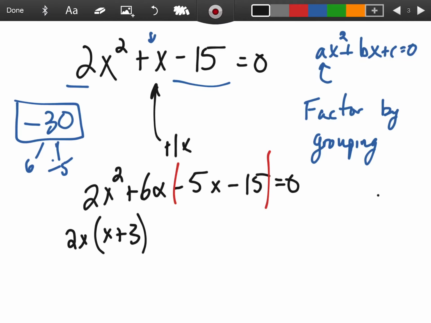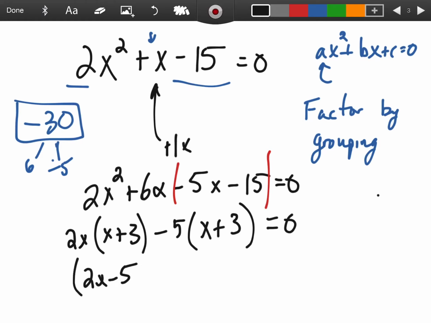So let's see what happens. Okay, I can factor out a negative 5. So I factor out negative 5, and I'm left with, beautiful, x plus 3. And now doing like a reverse distributive property, this 2x minus 5 I can write together in parentheses, and then x plus 3 in parentheses. Because that's the reverse of, let's say I distribute 2x to that and then negative 5. That would give me the step above.